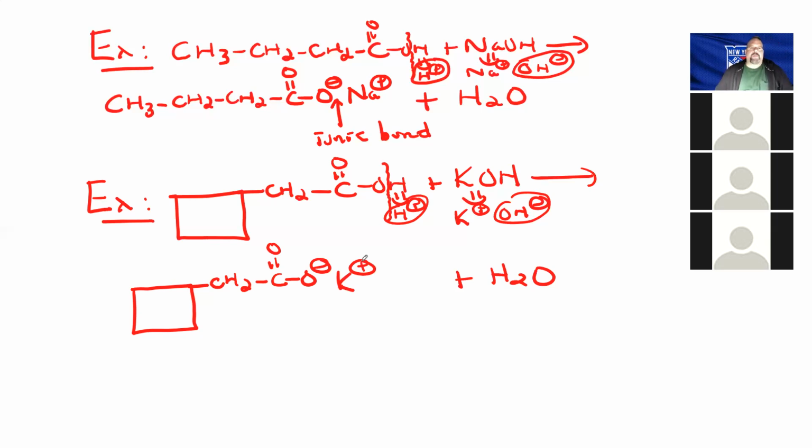And again, what type of bond are you going to have between the O- and the K+? You're going to have an ionic bond. All right. So those essentially are the two reactions of carboxylic acids that you have to become familiar with.